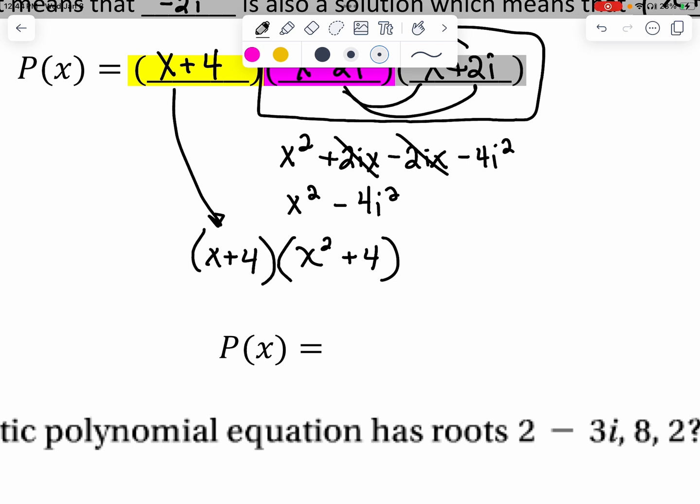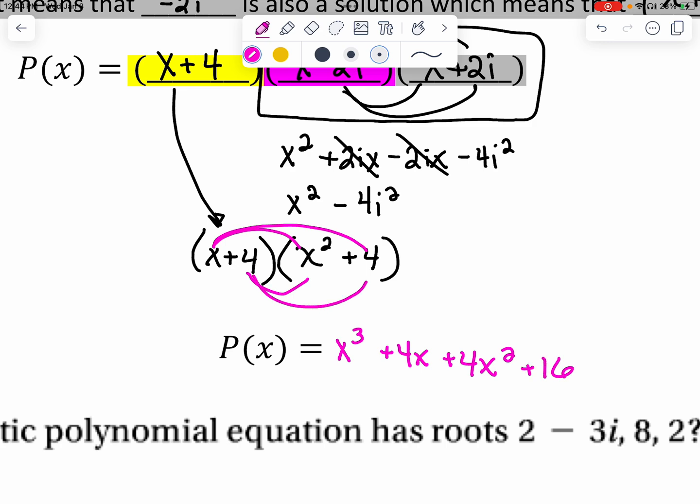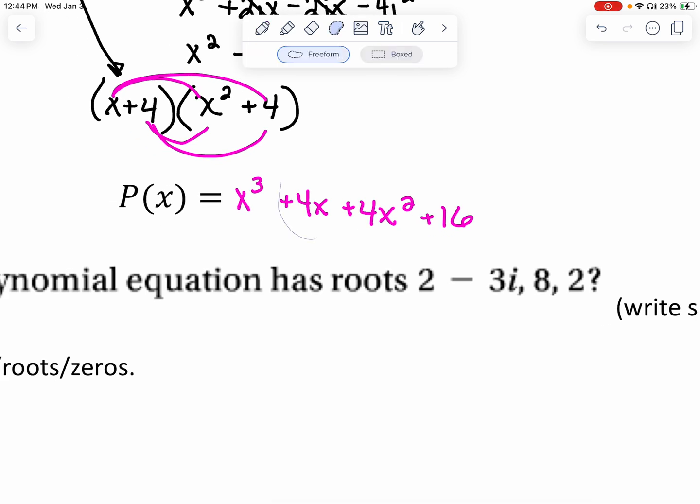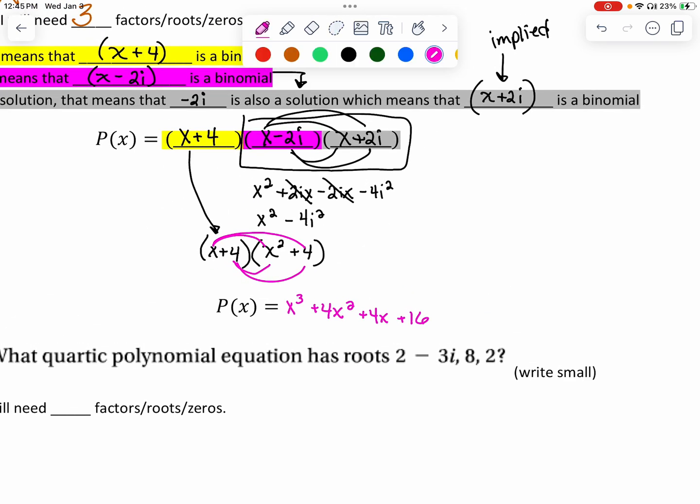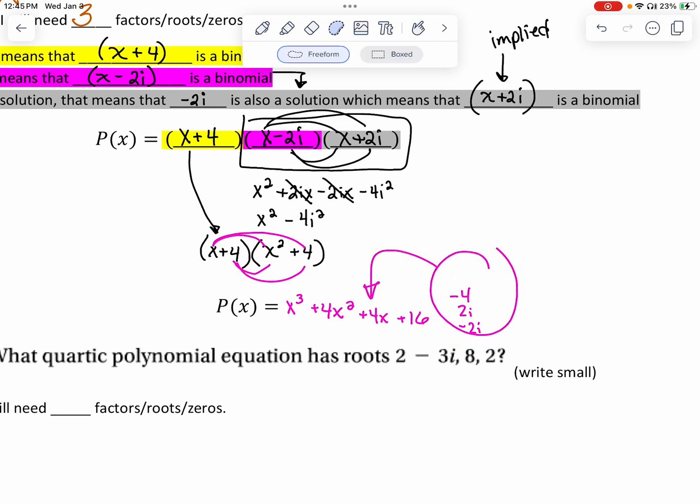Then we're going to drop that down here, and we're going to distribute together. So we're going to have x to the third plus 4x plus 4x squared plus 16. The only other thing is I really hate that it's not in standard form. So guys, we're just going to rearrange that so it is in standard form. And that is the polynomial that would have the roots of -4, 2i, and -2i. So these are the roots of that polynomial function. I'm going to move that because it looks super messy. There.